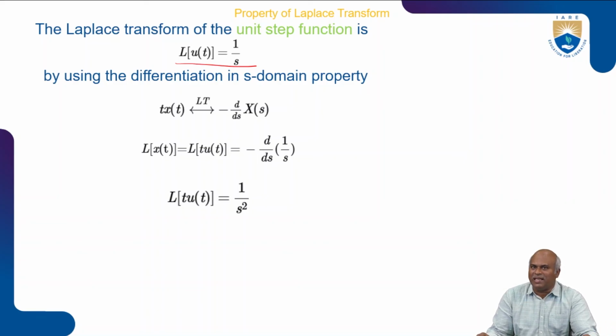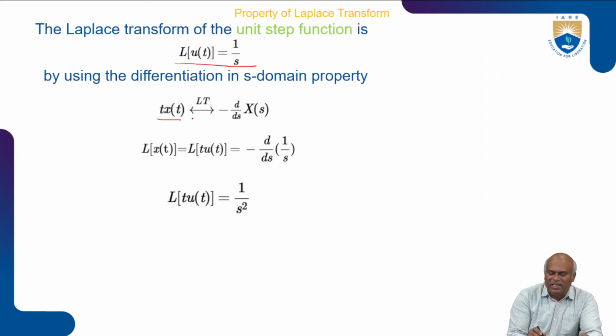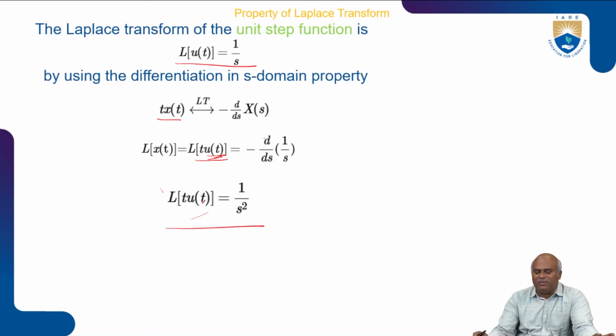By using the differentiation in the s domain property, the Laplace transform of t x of t is equal to minus d by ds X of s. Now the Laplace transform of x of t equal to t u of t is minus d by ds of the Laplace transform of u of t, which is 1 by s. If you differentiate 1 by s with respect to s, you get 1 by s square. Now the Laplace transform of t u of t is equal to 1 by s square.